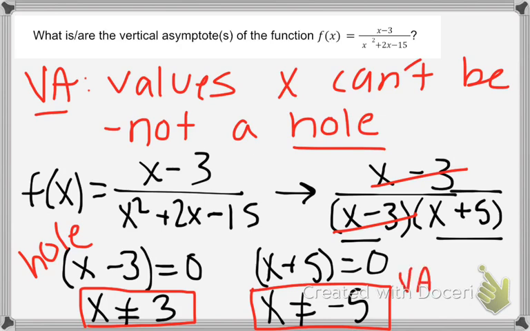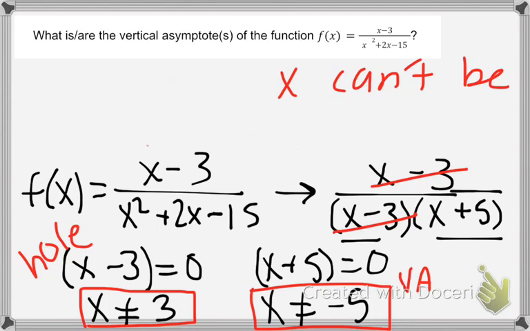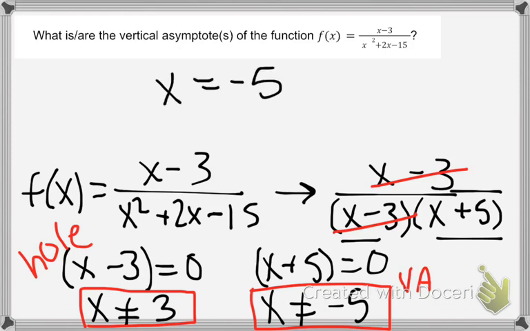So here when it's asking just for vertical asymptotes, we're going to look at the negative 5. But when we write vertical asymptotes, we want to write them as an equation, not as values x can't be. So our answer is just going to be x equals negative 5. And that's our final answer.